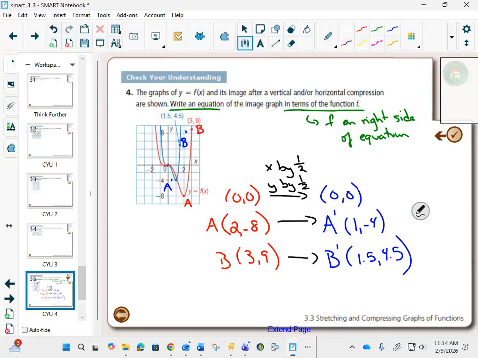Well, here's our equation. Our equation needs an equal sign: y equals. I have to have something on both sides of an equation. On the right-hand side, because it says in terms of the function f, you need to have the original function. Y by a half is a vertical compression. That happens outside the function. X by a half is horizontal. That happens inside. And x's are liars. So will I write a half inside? No. What number do I write inside? 2, the reciprocal.